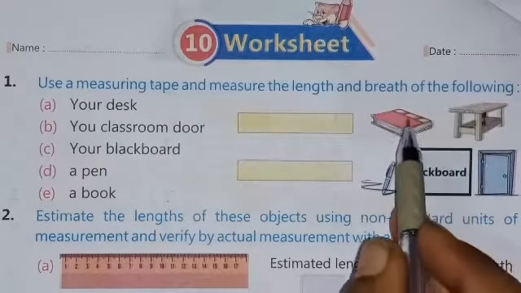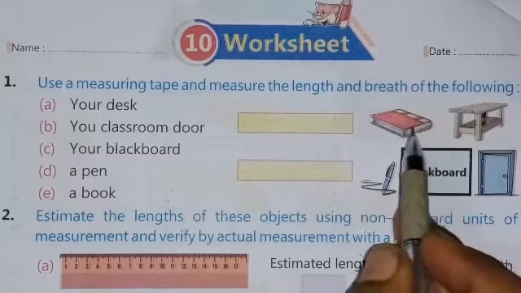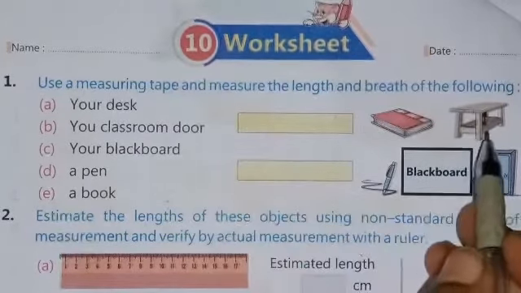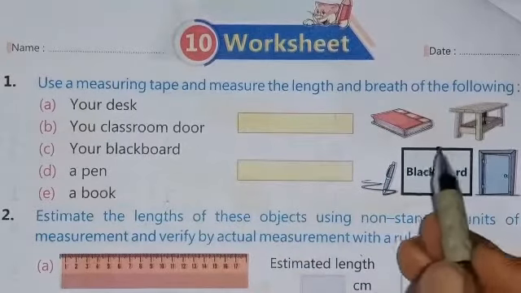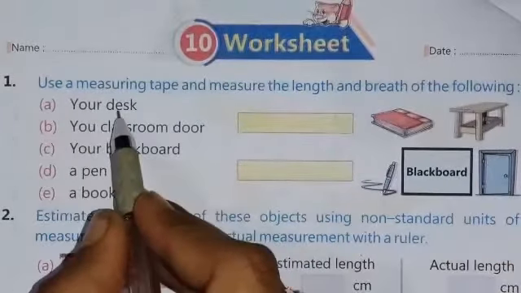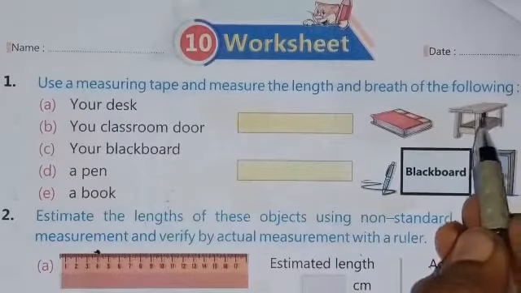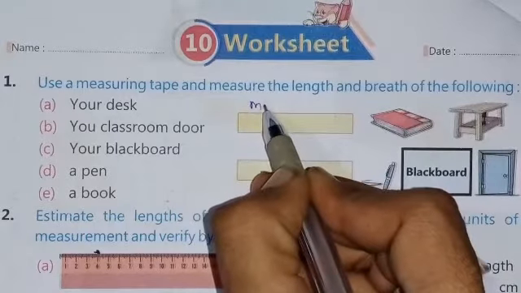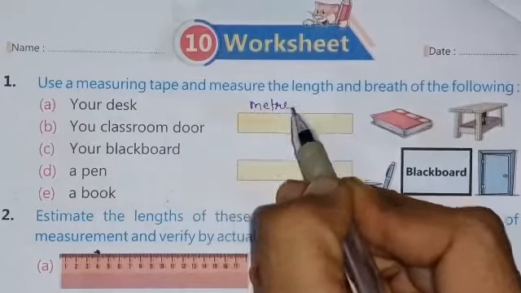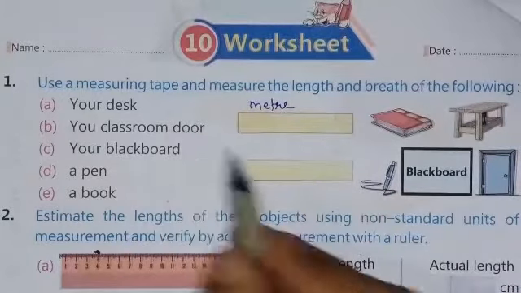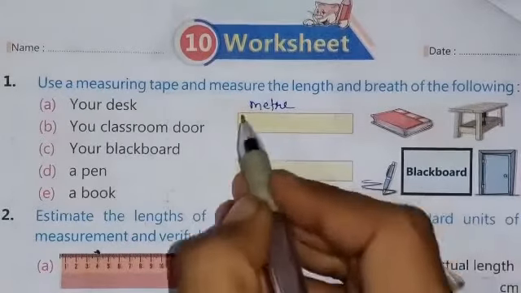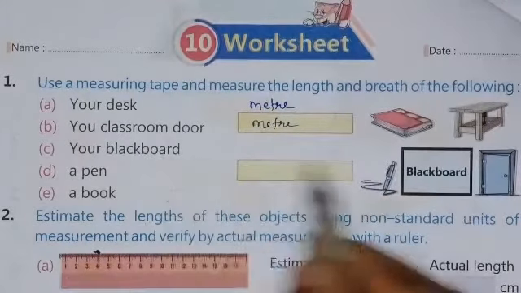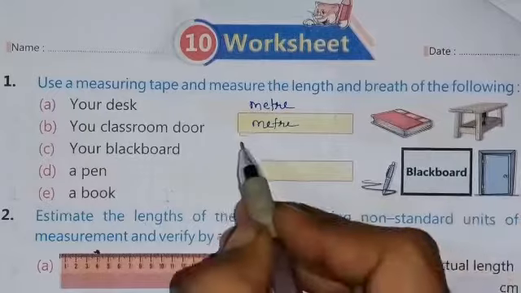Here it is not possible to actually measure the length and breadth of these objects, so we will write only which kind of measurement we will use. For example, the length and breadth of your desk we will measure in meters. Your classroom door will also be measured in meters. Your blackboard is also in meters.